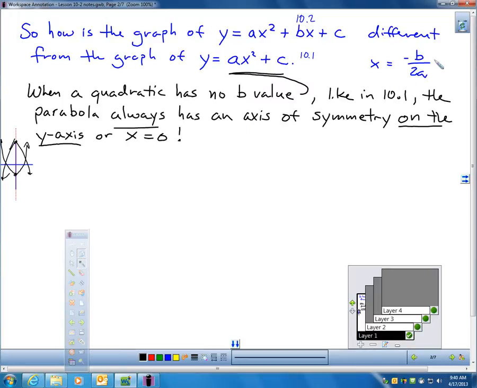Its vertex is always on the y-axis if there's no b value, because think about it. Remember, we talked about this formula in the last video. If there is no b value, b is 0, and as soon as you plug a 0 in here, 0 divided by anything is 0. The axis of symmetry is x equals 0.